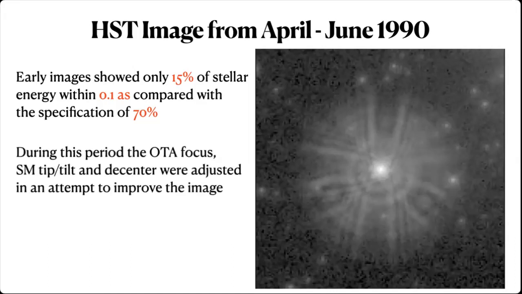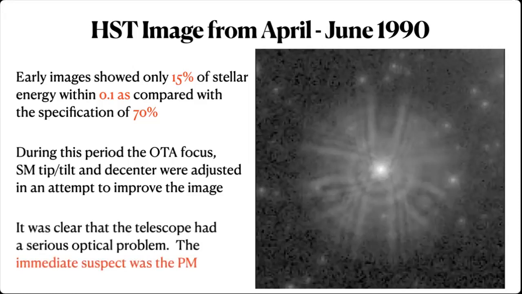They tried to fix it, or at least tried to narrow down what the issue was by adjusting the focus. They tried tilting the secondary mirror. They tried decentering it. And after 2 months worth of tests, it was very clear there was an unfixable problem. That is, no adjustment was going to improve the image. The immediate suspect was the primary mirror. So this was in June 1990.